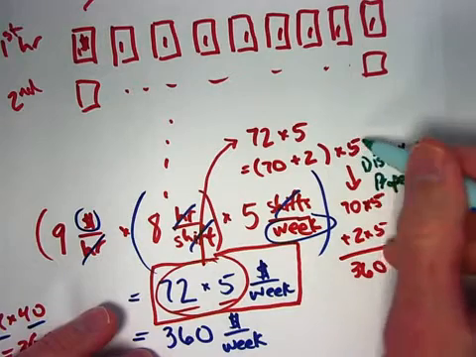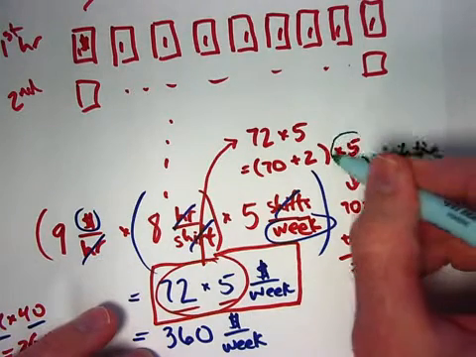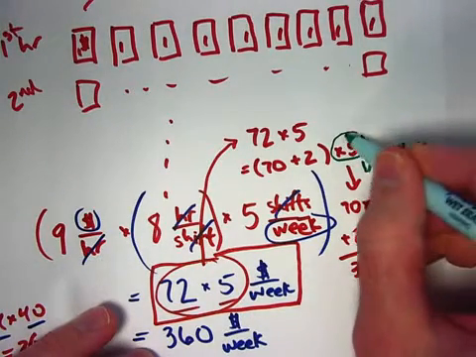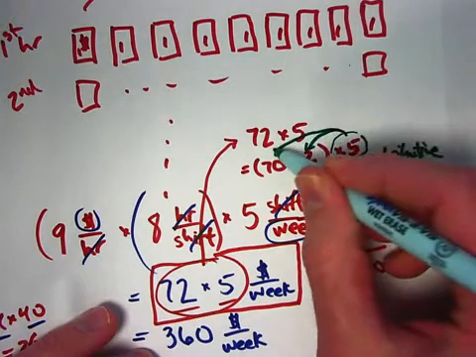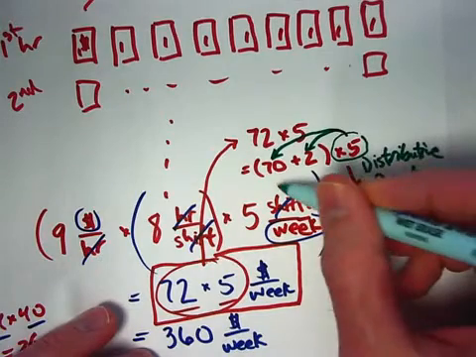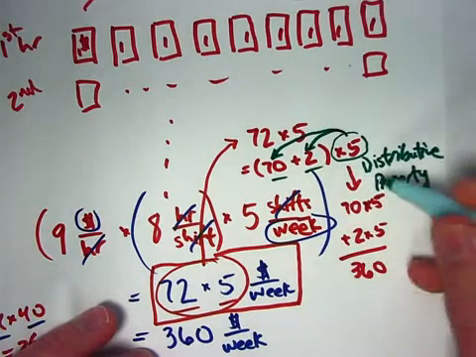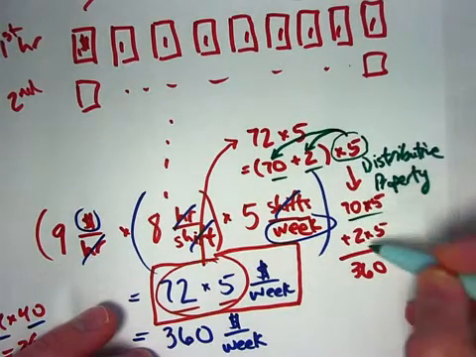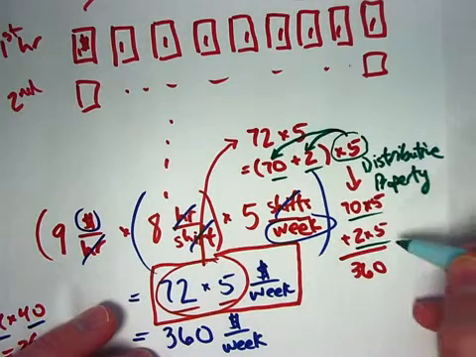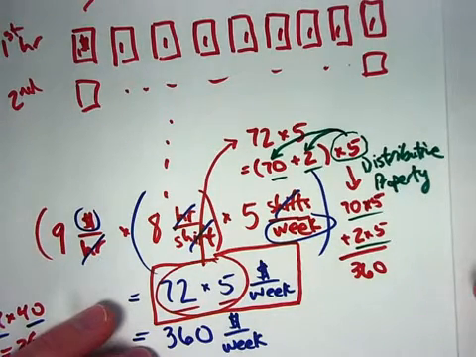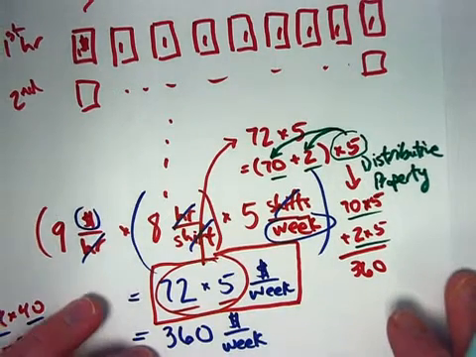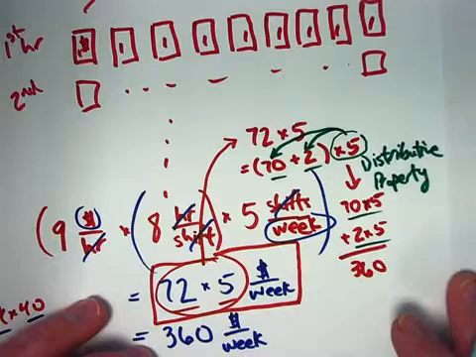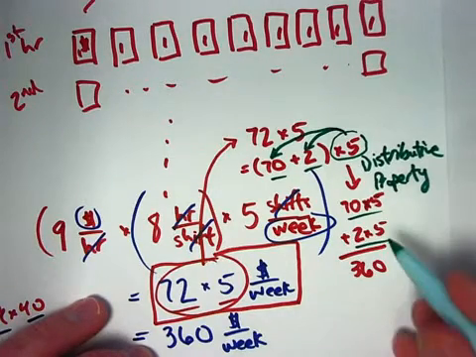Essentially, the name comes from the fact that I can think of this 5 that's being multiplied out here as I'm allowed to distribute it through the parentheses into the 2 different spots there, times the 70 and times the 2. And that's what I did down here, 70 times 5 and 2 times 5. And then I add the results. So that's an example of the distributive property, a very fundamental algebra property that you want to make sure you know if you want to be good at algebra.